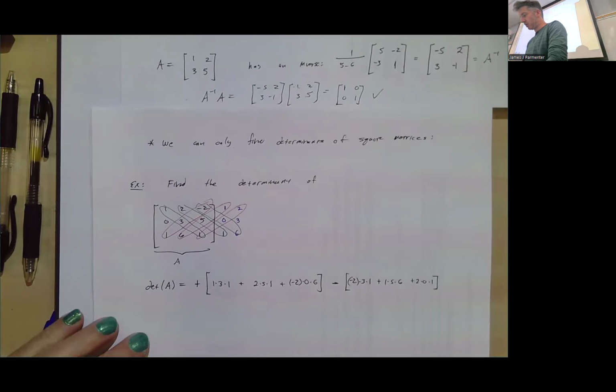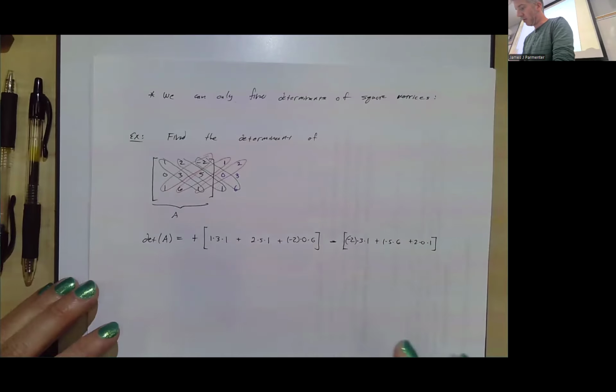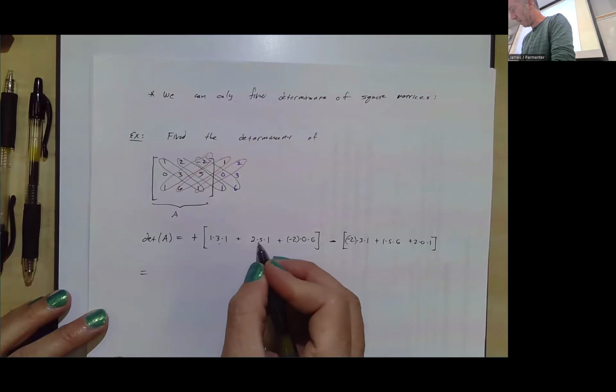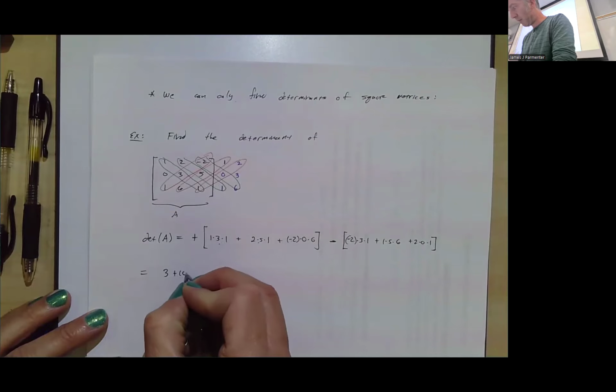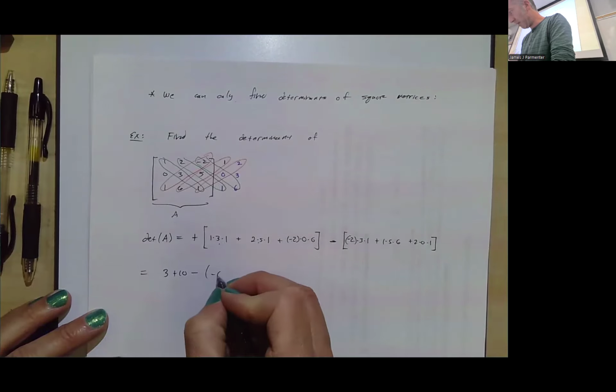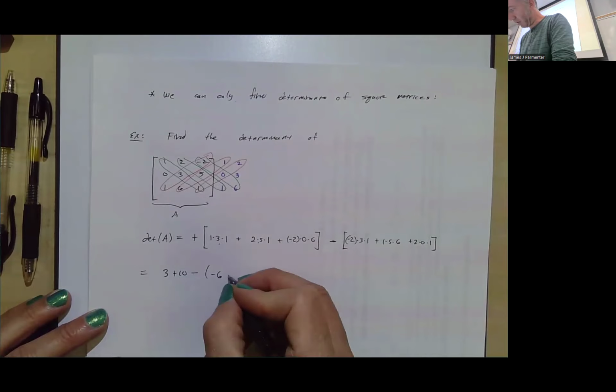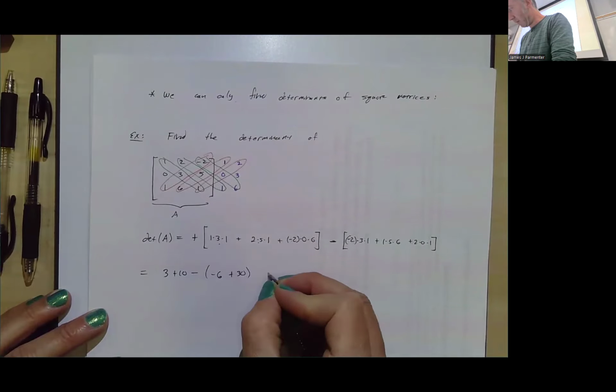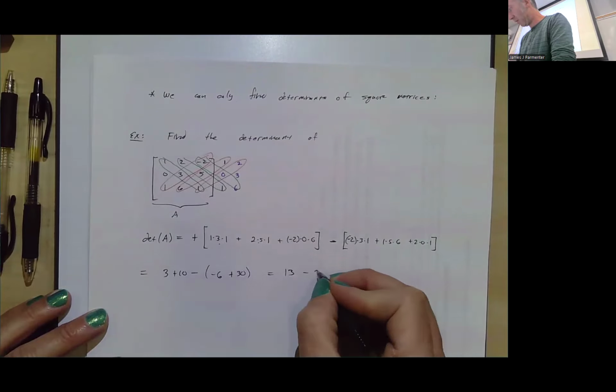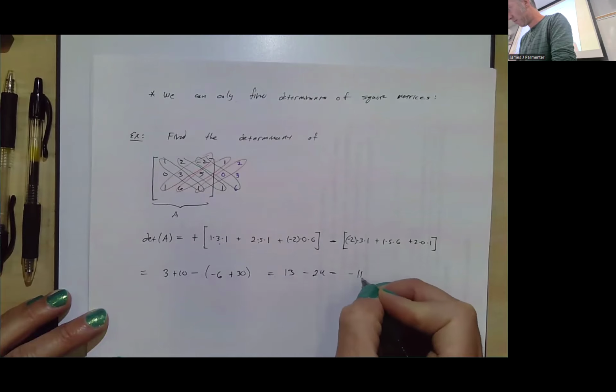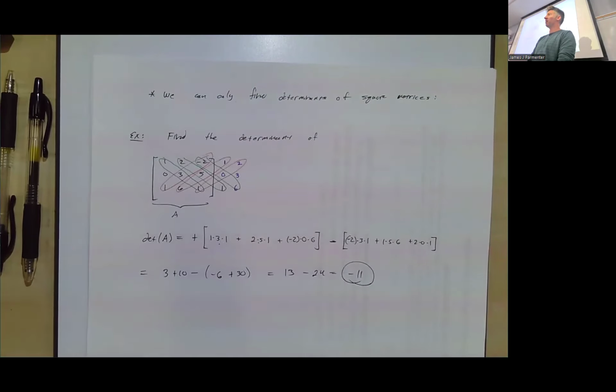And then we do the calculation, and it's going to be something shocking, I know. It's going to be, let's see, 3 plus 10 plus 0 minus negative 6 plus 30 plus 0. So it's going to be 13 minus 24, which is negative 11. And that's the determinant of this matrix.